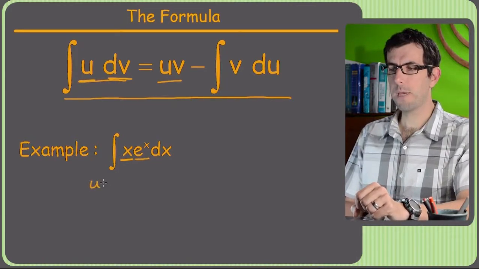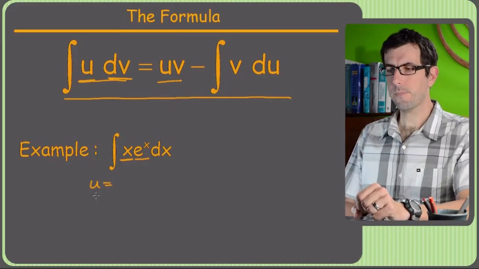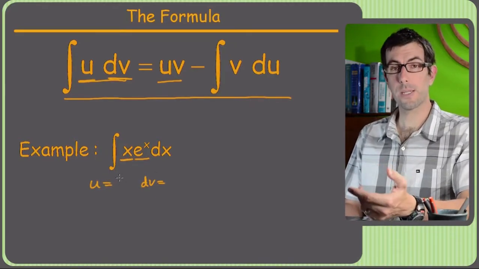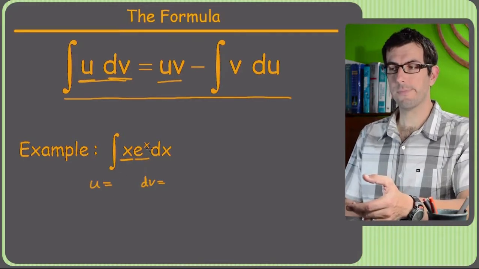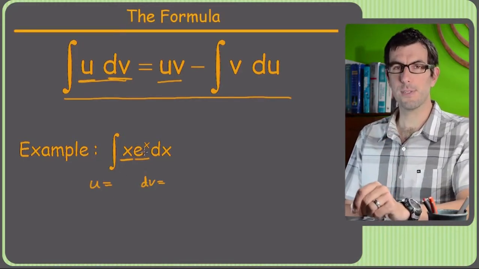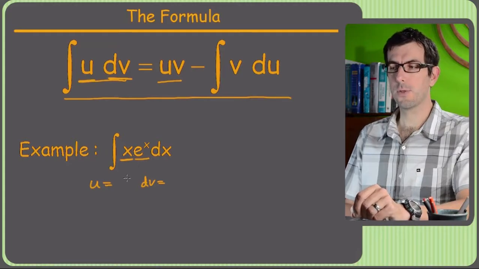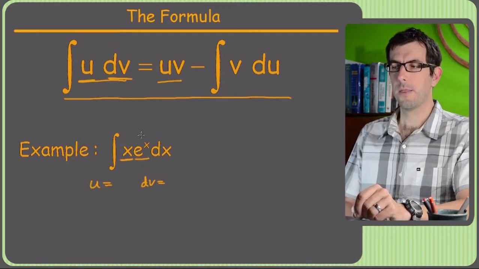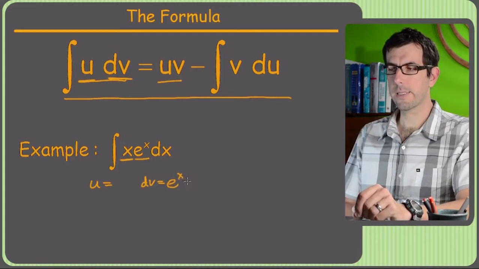So when we're sitting here trying to pick between u and dv, we're going to make our u the x term. Whenever you have an x or x squared or x cubed times some transcendental function, something that isn't a polynomial, you usually make your dv the thing that doesn't change, so that'd be e to the x dx, and you make your u x.